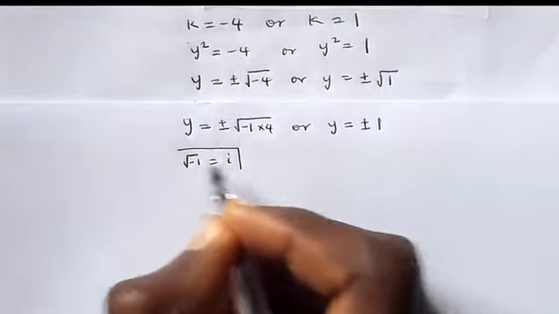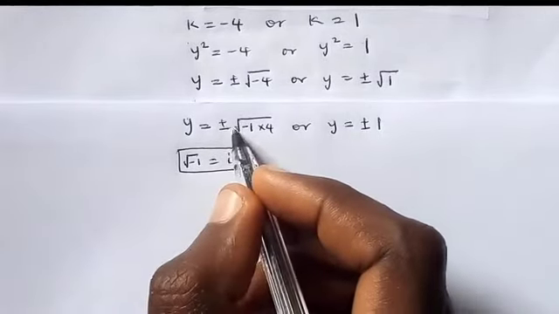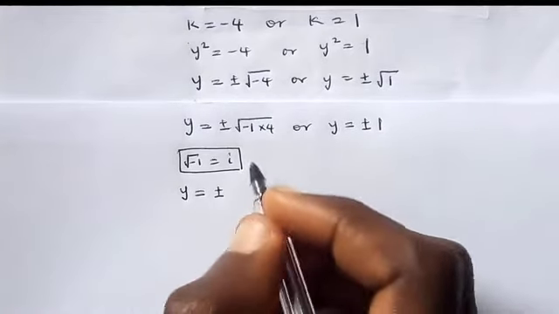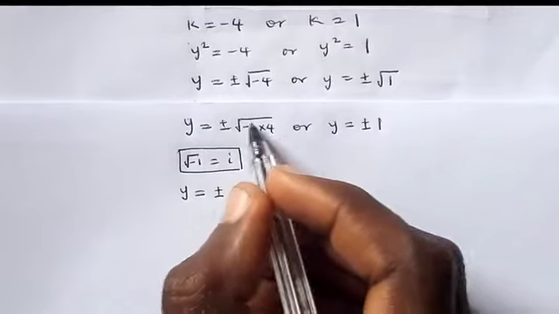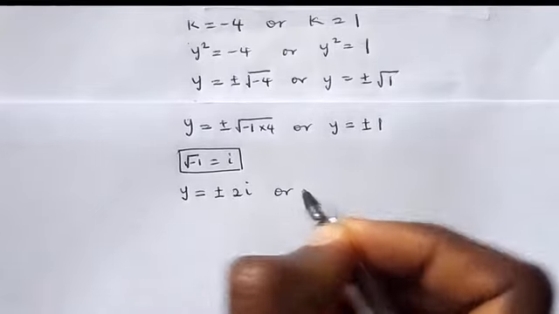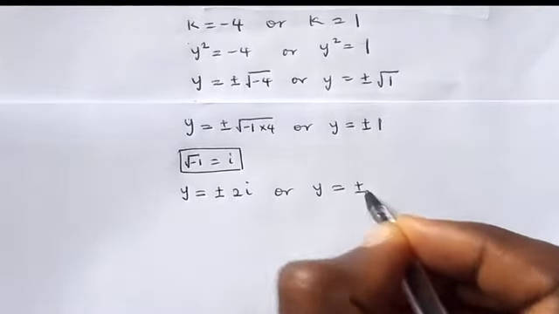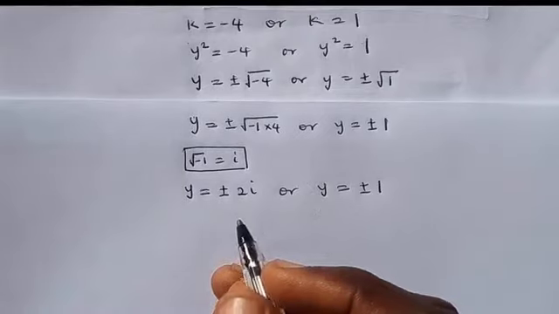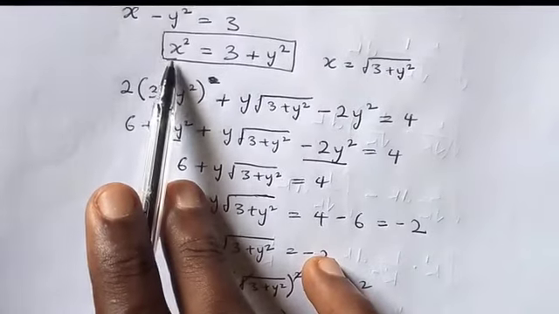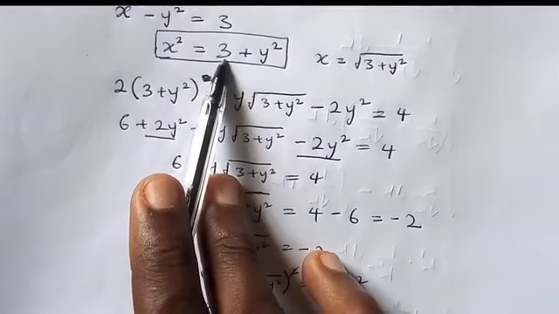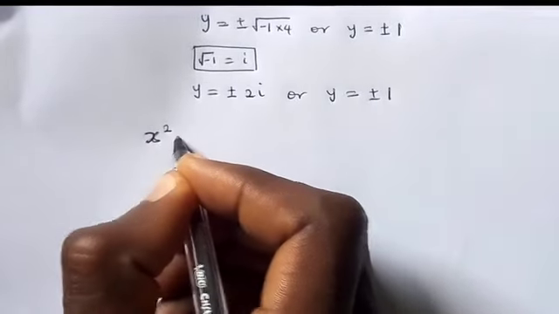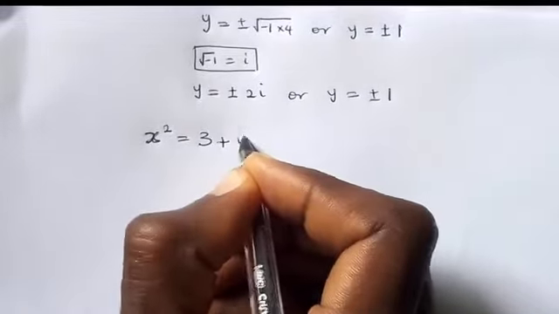By using this, it will now be y equals plus or minus the square root of 4 is 2 and square root of minus 1 is i, or y equals plus or minus 1. Now let's substitute this value of y into this equation, which is x raised to power 2 equals 3 plus y raised to power 2. From x raised to power 2 equals 3 plus y raised to power 2.